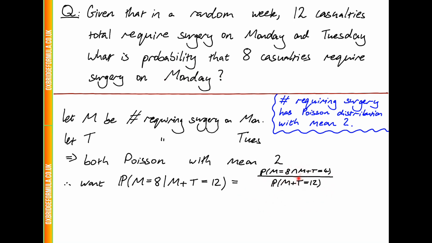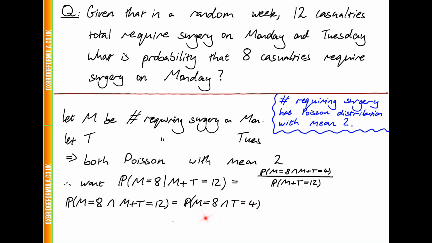Okay, so let's have a go at attacking the numerator first. The probability that M equals 8 and M plus T equals 12. Well, if M equals 8, then that tells us also that we must know that T equals 4. So this is just the same as the probability that M equals 8 and T equals 4. You can see that these two things are identical.